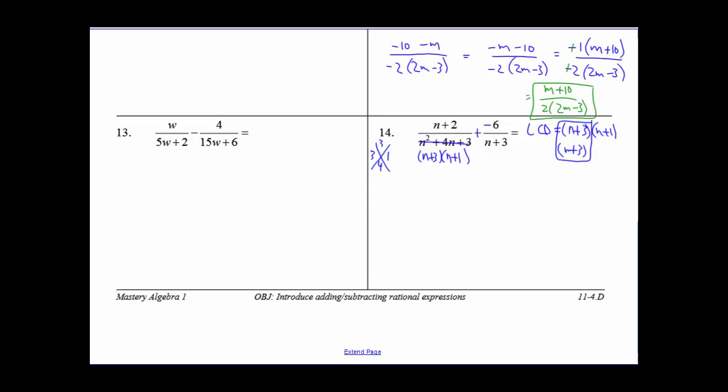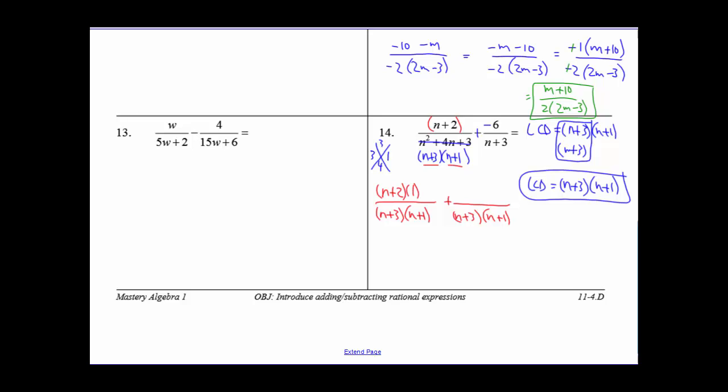So the n plus 3 is common in both, but we also need an n plus 1. So our lowest common denominator is n plus 3 times n plus 1. To the left-hand side, to the n plus 2, what's missing from the denominator? We have an n plus 3 times n plus 1 to make an n plus 3 times an n plus 1. So we just have to multiply by 1. So we have n plus 2 times 1.